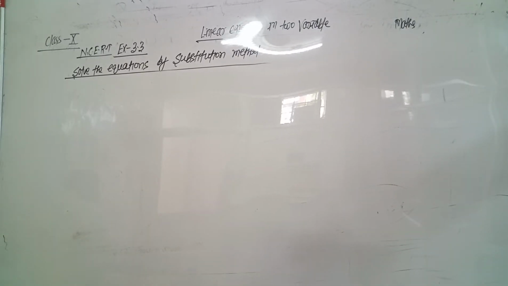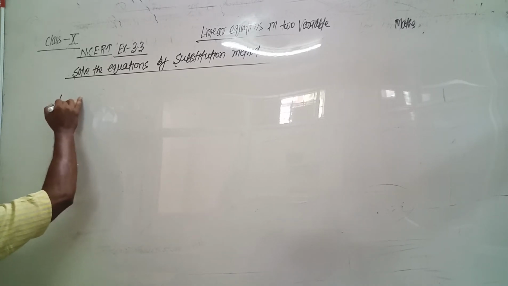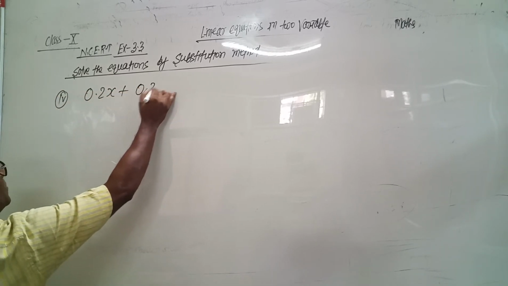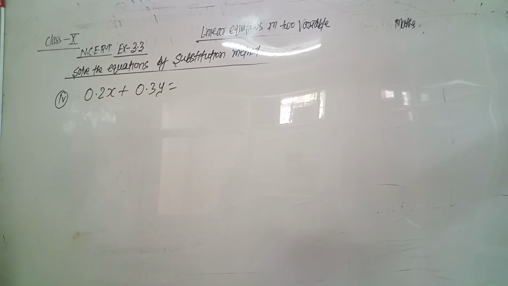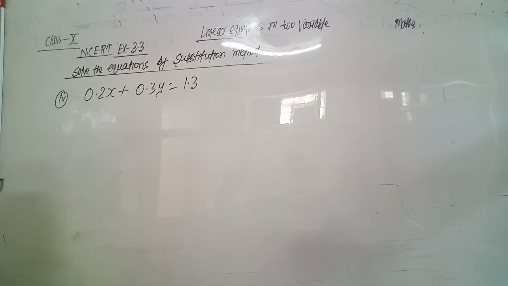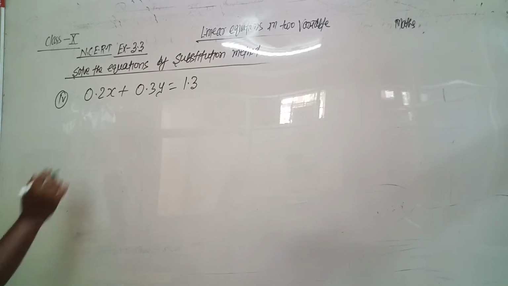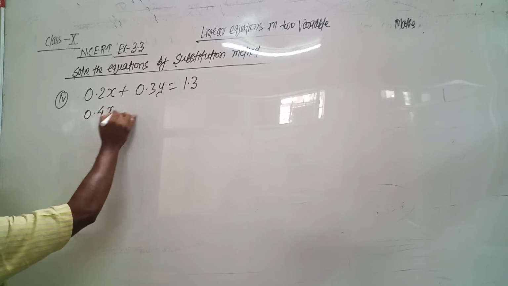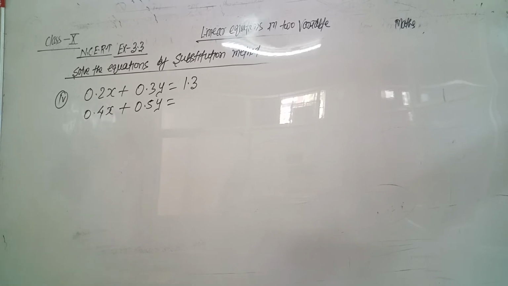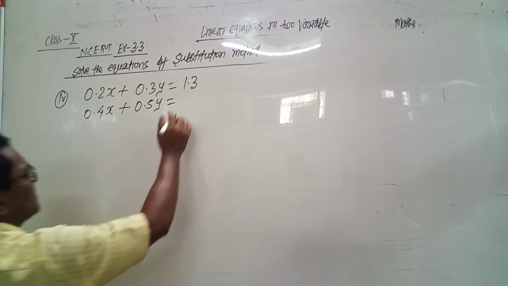See question number 4. 0.2x plus 0.3y equals 1.3. This is the first equation which we have been given. And the second equation, 0.4x plus 0.5y equals 2.3.